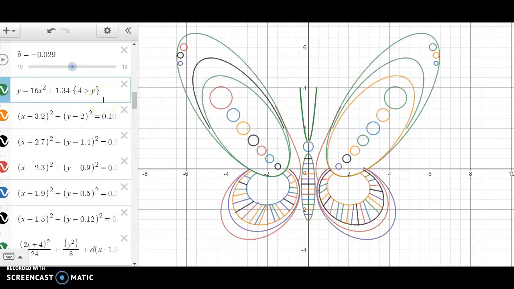I also put a constraint on this so that the butterfly's antennae wouldn't be too long, and I did that by putting it in brackets.